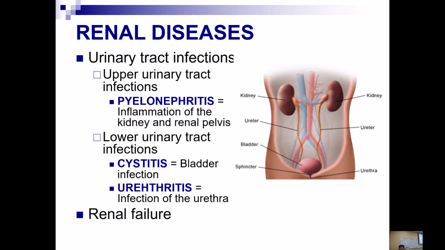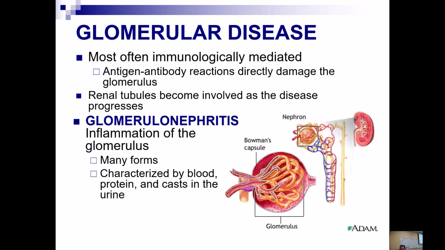Other renal diseases include things like renal failure, which a urinary tract infection can eventually lead to. We'll talk more about that in an upcoming slide. So we're going to talk first about glomerular disease. Most of the time when we're dealing with a glomerular disease, it's something immunologically mediated.